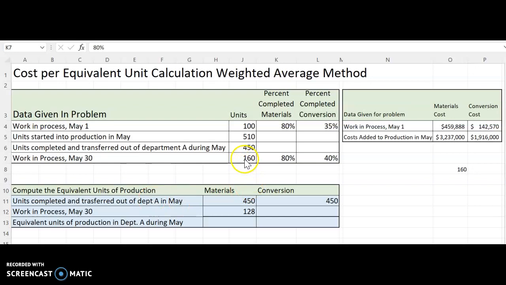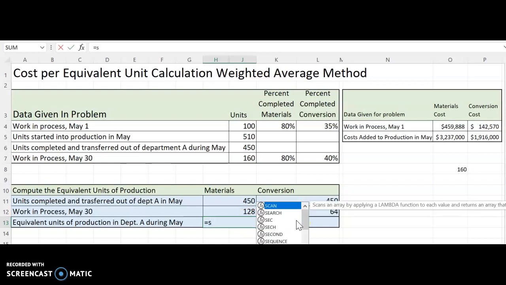Okay, so now we're going to take our work in process for our units and look at our conversion percentage. So take the 160 and you're going to multiply it by the 40%, and so 64 units for the conversion work in process. And then we're going to add that together. And that is our material equivalent units of production in Department A during May.